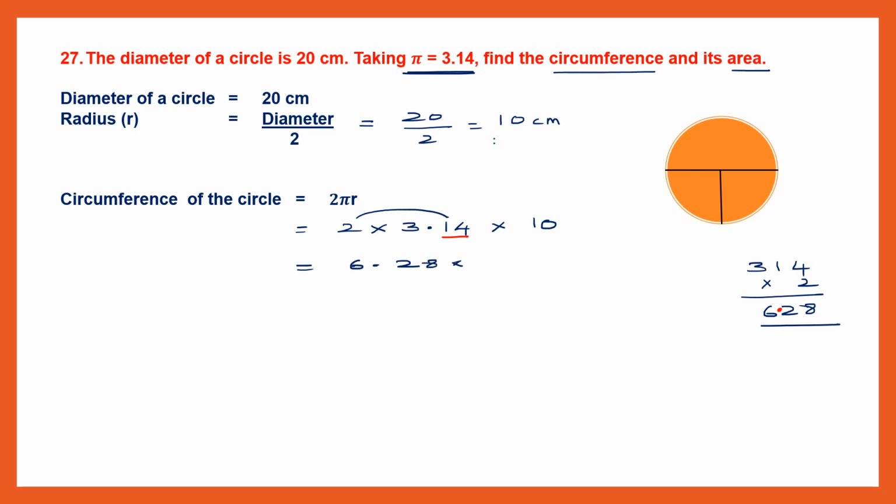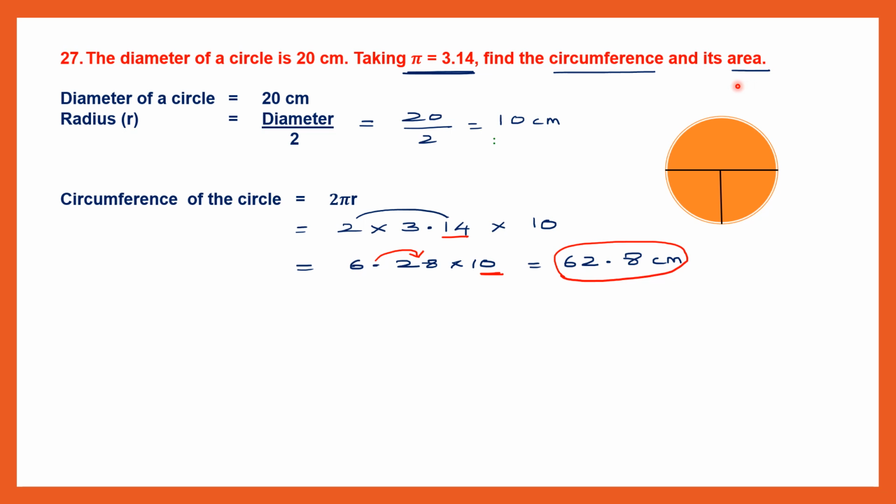So this will be 6.28 into 10. Whenever you multiply decimal numbers by 10, 100 or 1000, all you have to do is move the point to the right. 10 has 1 0, so the point will move one place to the right. So this becomes 62.8 centimeters. So we have found the circumference, that is 62.8 centimeters.